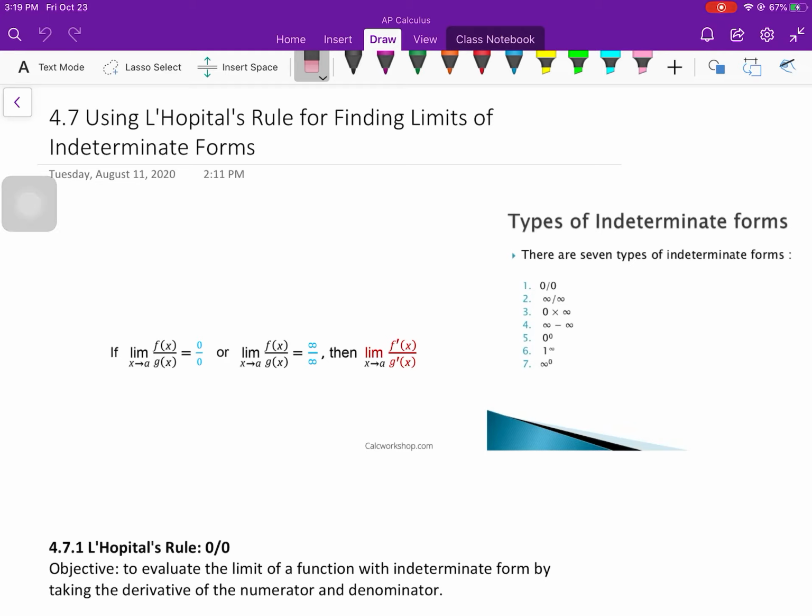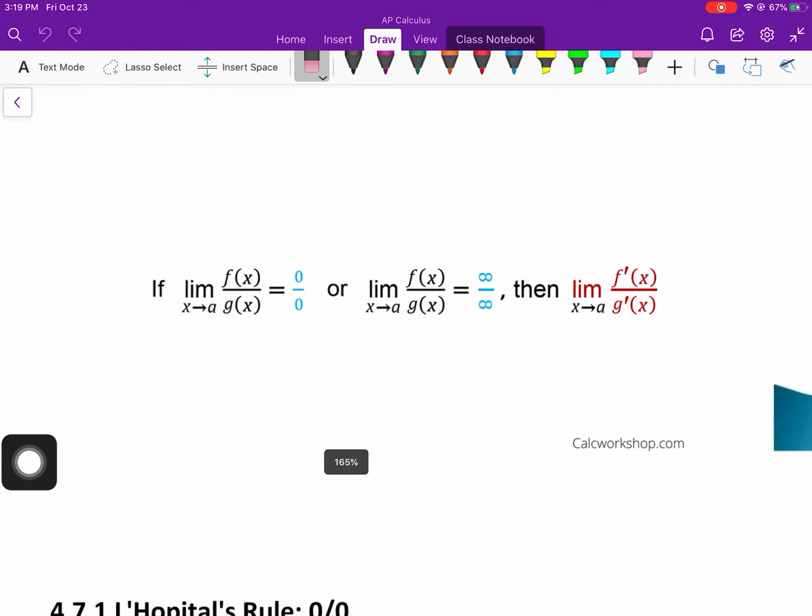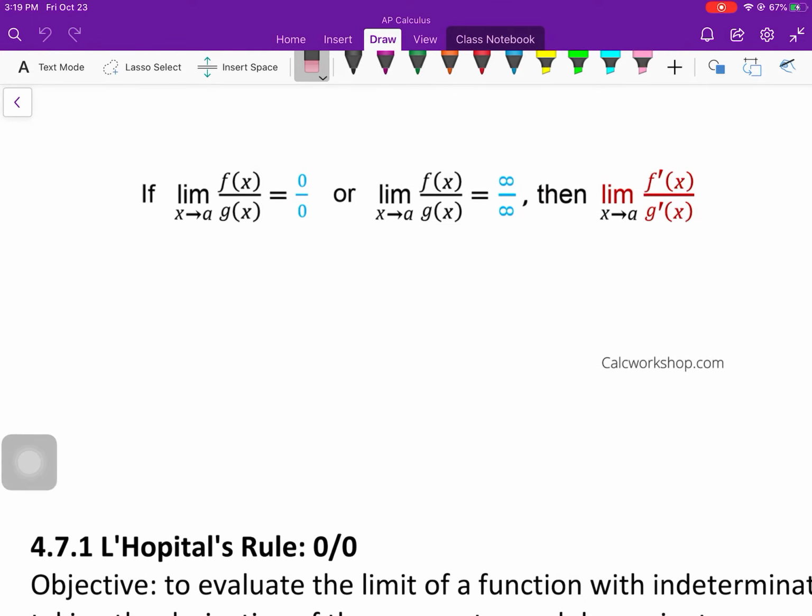So the idea is if you run into an indeterminate form when you try to find the limit, then we can use L'Hopital's rule to find the limit. It's a really easy rule to use. Now, there's a bunch of indeterminate forms, but fortunately, because this is more of a Calc 2 topic, for AP Calc AB they really just focus on two indeterminate forms, and that's 0 over 0 and infinity over infinity, something we've run into before.